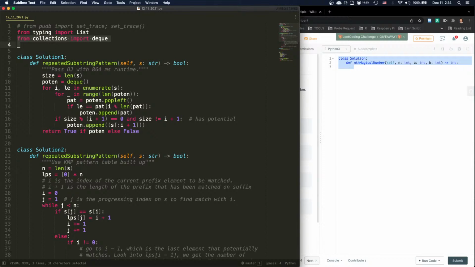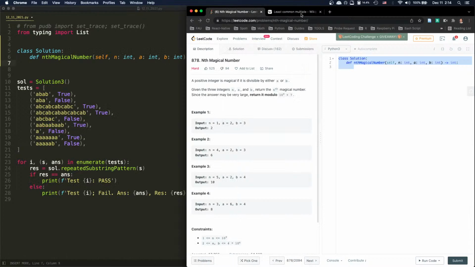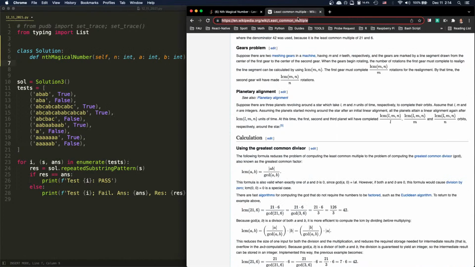Hopefully this solution works. So first of all, we need LCM. In Python, how do we get GCD? Python GCD, is it in math?